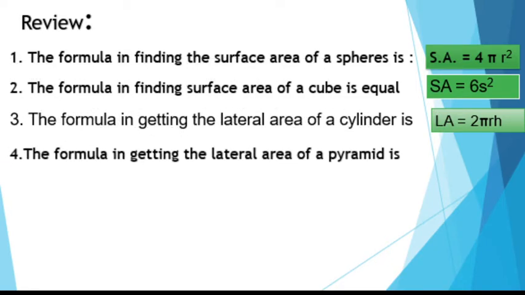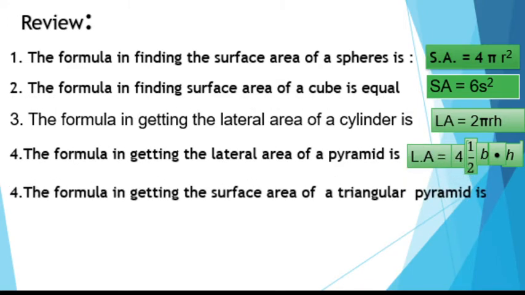How about the formula in getting the lateral area of a pyramid? So what is the formula in getting the lateral area of a pyramid? So that is equals to 4 times 1/2 times base times the height. Again, LA is equals to 4 times 1/2 times the base times the height.